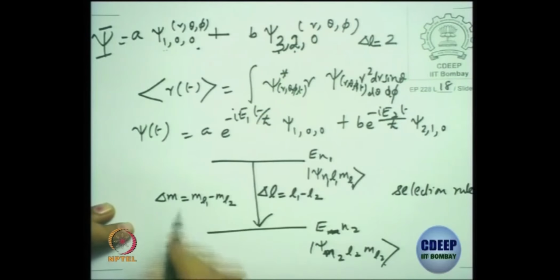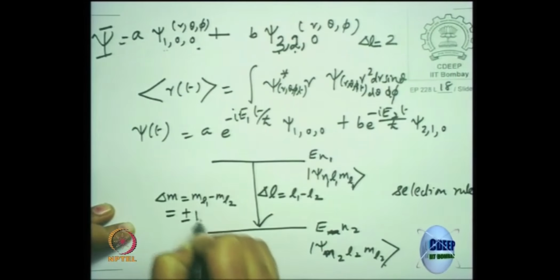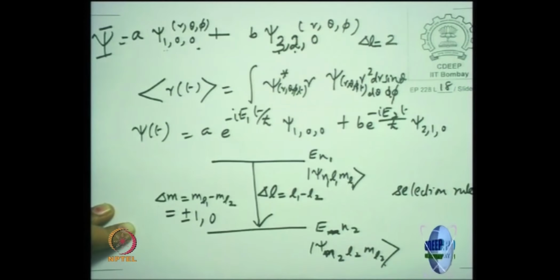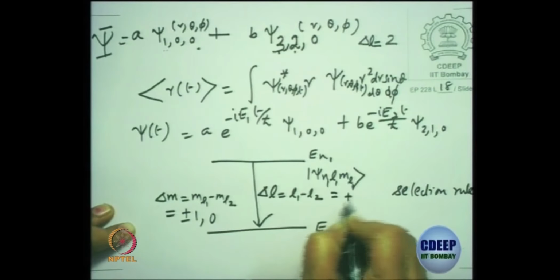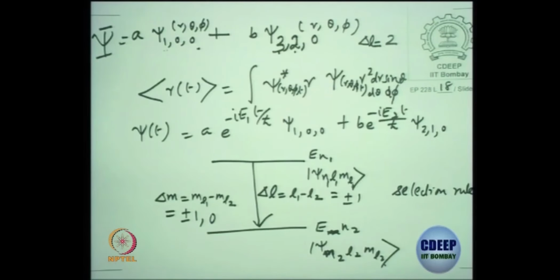Get what I am saying? So, this one has to be plus or minus 1 or 0, and this one has to be plus or minus 1. Yeah, so it is like a harmonic oscillator position which is toggling as cos omega t, with the frequency being the difference between these two levels, and if such a thing happens, there is a radiation with that frequency which is seen. This is the interpretation.